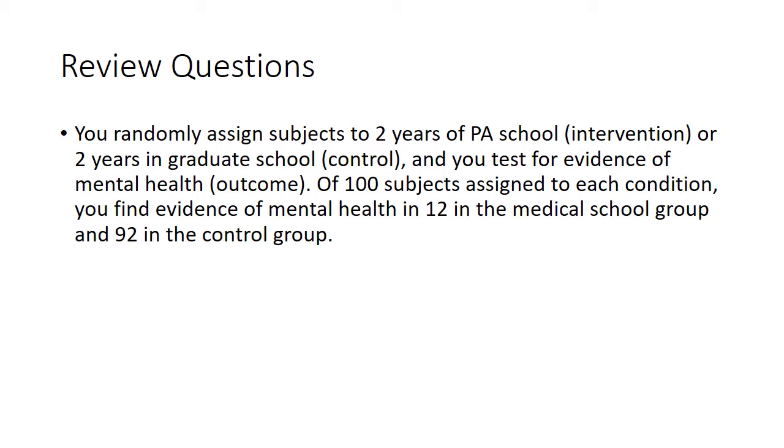Fantastic. Let's keep going. All right, so let's say we randomly assign subjects to 2 years of PA school. You guys are all subjects. Great. So this is the intervention, or 2 years in graduate school. This is our control, okay? And we're going to test for evidence of mental health, their outcome. Let's say we have 100 subjects assigned to each condition. You find evidence of mental health in 12 in the PA school group, and 92 in the control group. So evidence of mental health. The other 88 had no mental health whatsoever.